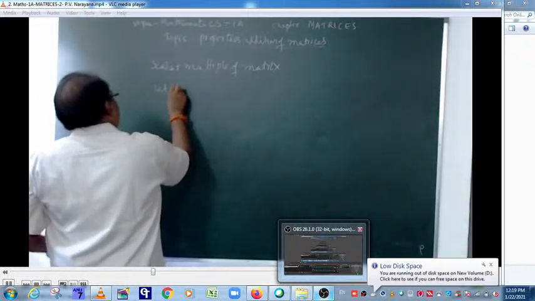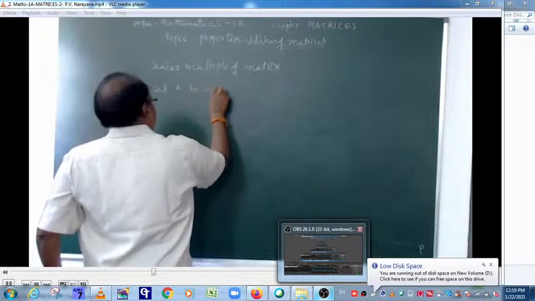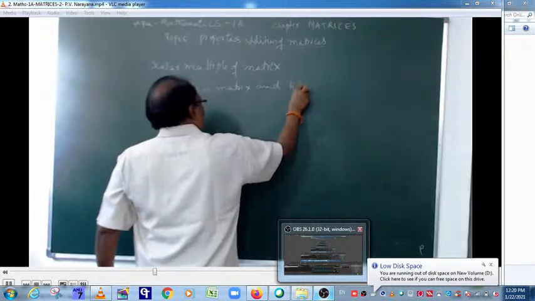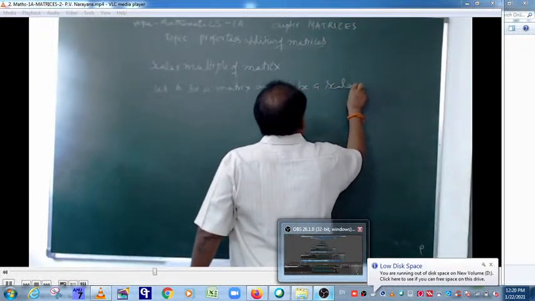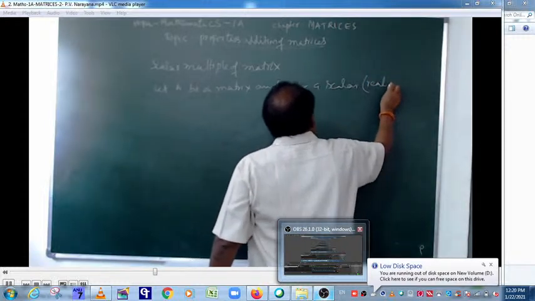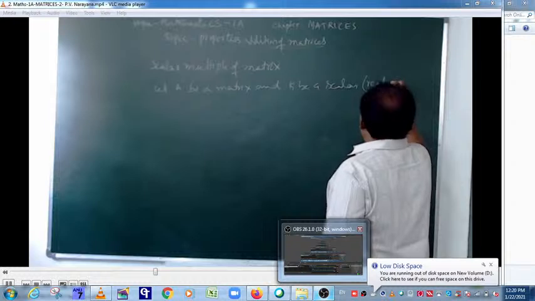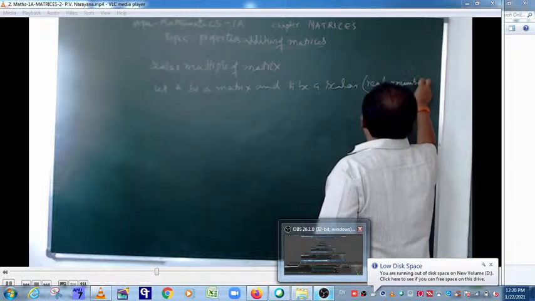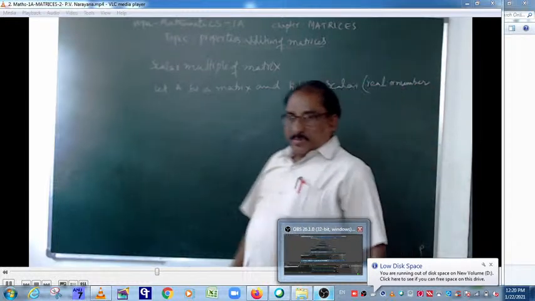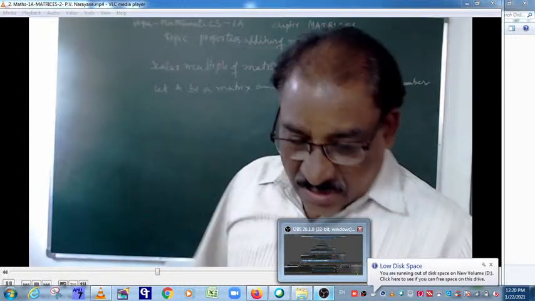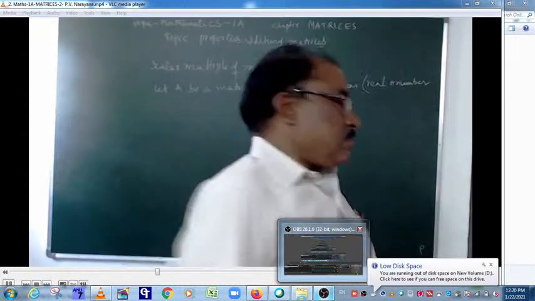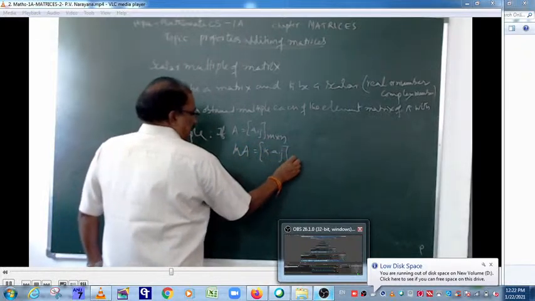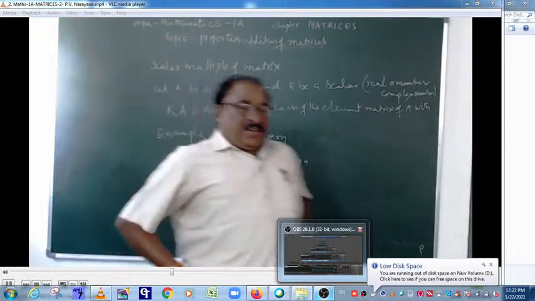So, let A be a matrix and K be a scalar. Scalar means it may be a real or natural number, or whatever number it may be. So KA is equal to K times a_ij, of the same order m by n.